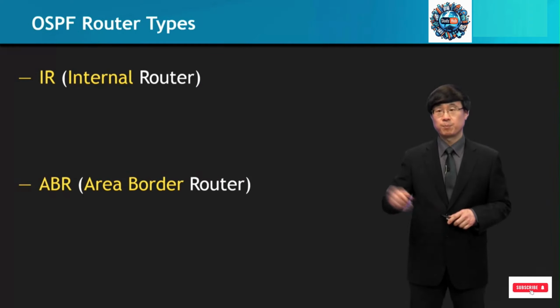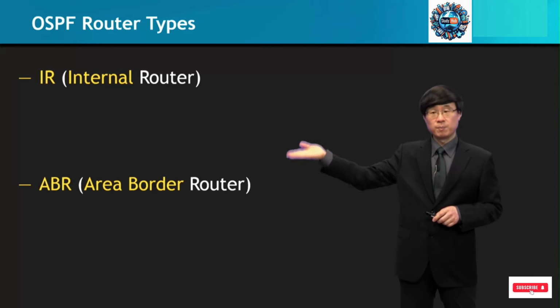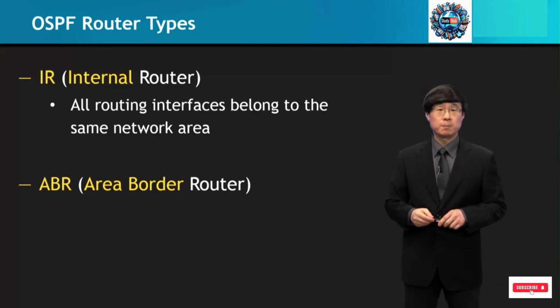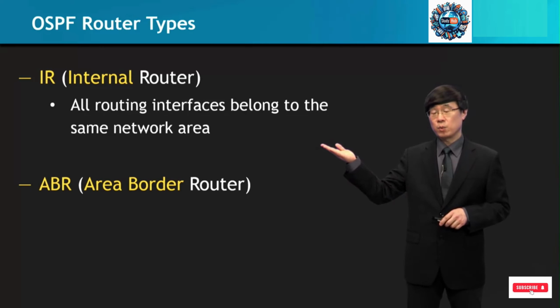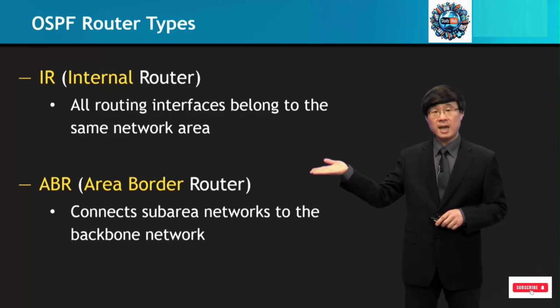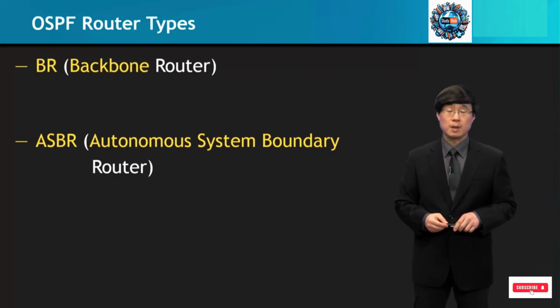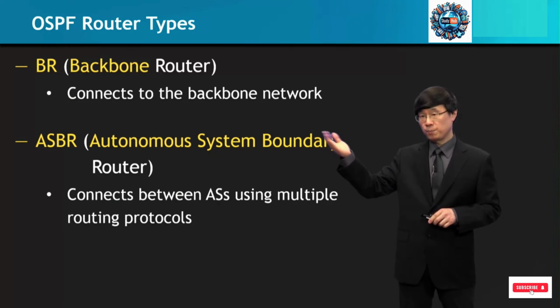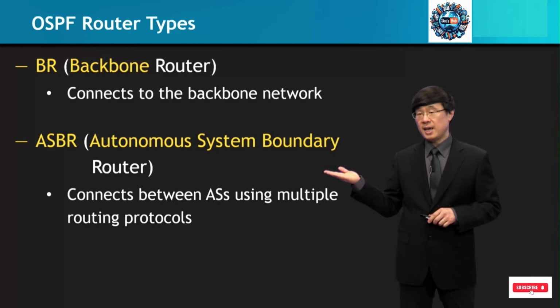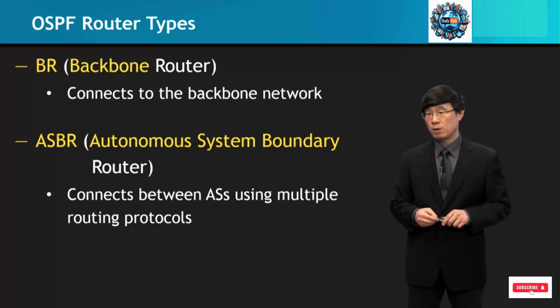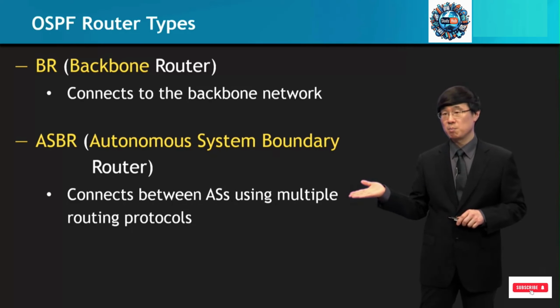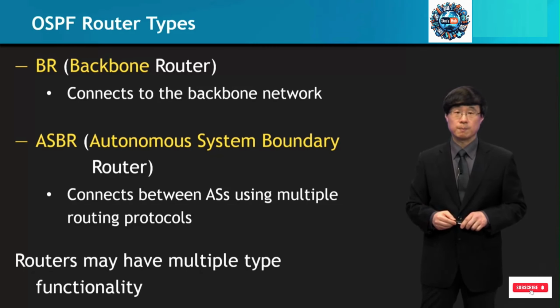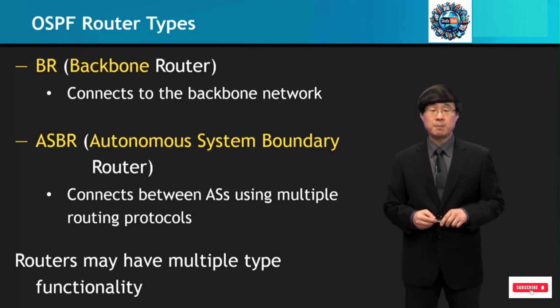OSPF router types. We have internal router, IR, area border router, ABR, where an IR, all routing interfaces belong to the same network area. And an ABR connects sub-area networks to the backbone network. There is also a BR, a backbone router, which connects to the backbone network. And we also have an ASBR, which is an autonomous system boundary router, which connects between ASs using multiple routing protocols. Routers may have multiple type functionalities.